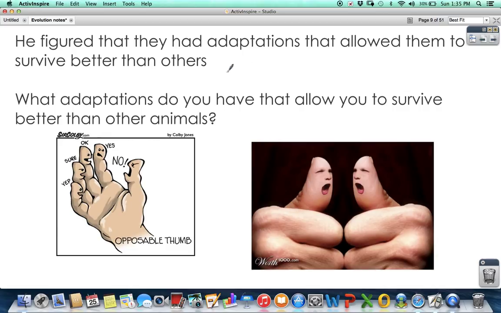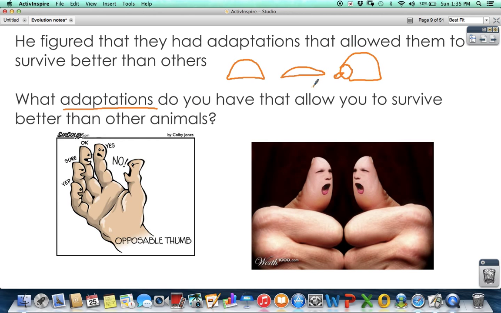Why did a tortoise have one shell on this island, another shell on another island, and a big shell, where his head goes there, on another island? Why don't all tortoises look the same? Why don't all birds have the same beaks? Because he figured out, oh, it has to do with adaptations.